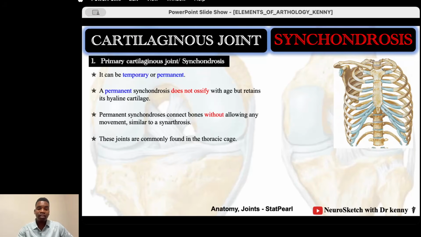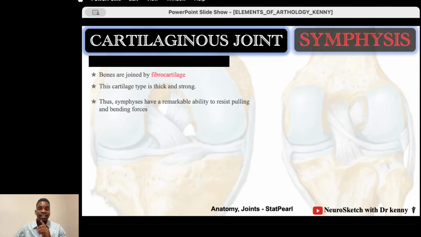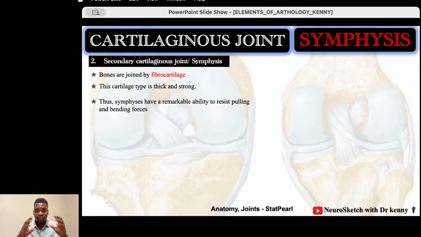So let's talk about the secondary cartilaginous joint, which we have said is also known as symphysis. What's so special about symphysis is that the articulating bones are brought together by a fibrous cartilage, or we call it fibrocartilage. You cannot forget about that one. Symphyses are very strong, and they have this remarkable ability to resist bending and pouring forces.